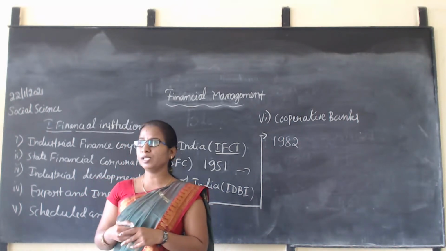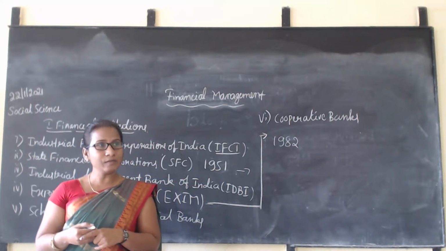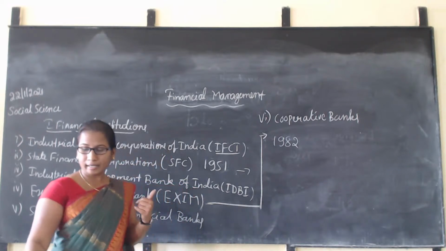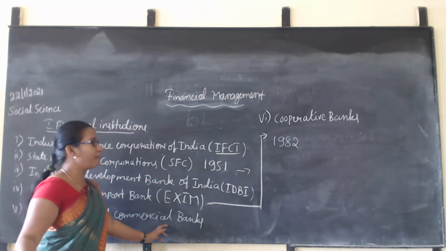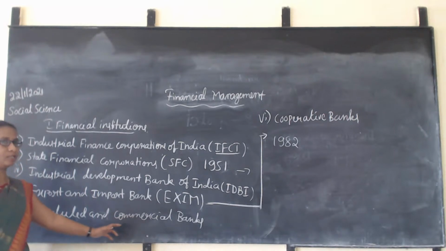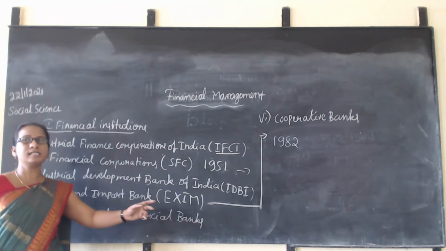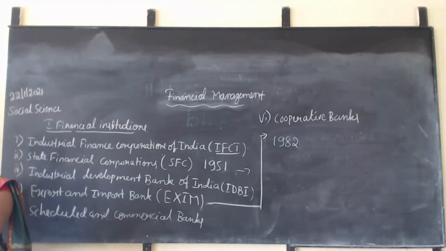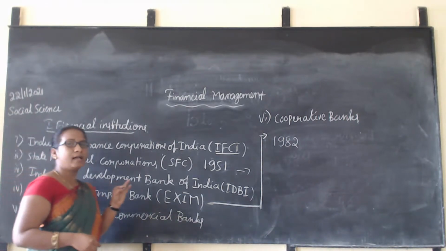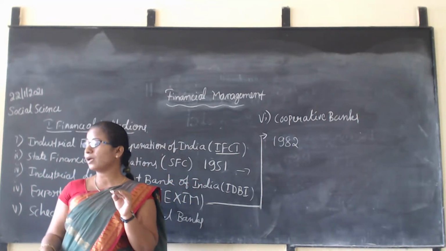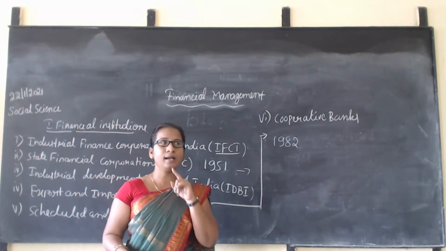So here, apart from this, the investors are going to get credit from cooperative banks and also from commercial banks. Commercial banks means, as I told you, we have commercial banks. You know very well, Syndicate Bank is there, Canara Bank is there, Maharashtra Bank, Karnataka Bank is there. These are all called commercial banks.